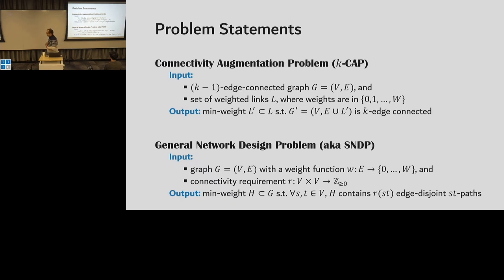It's easy to see that the connectivity augmentation problem is a special case of this problem, and many other well-known problems are special cases of the SNDP problem. For instance, the k edge connected spanning subgraph problem, where we have the requirement k between any pair of vertices, is a special case of the SNDP problem, where we just set all requirements equal to k for every pair.